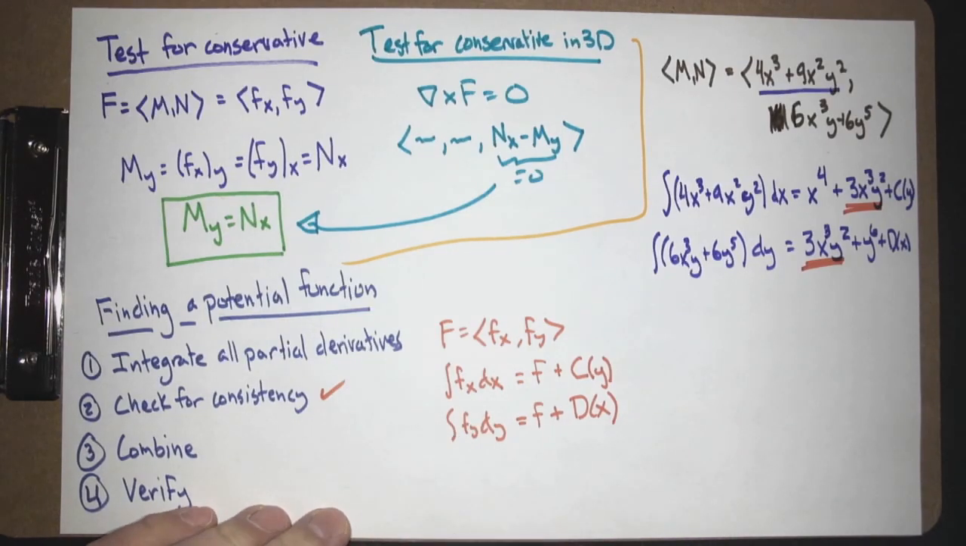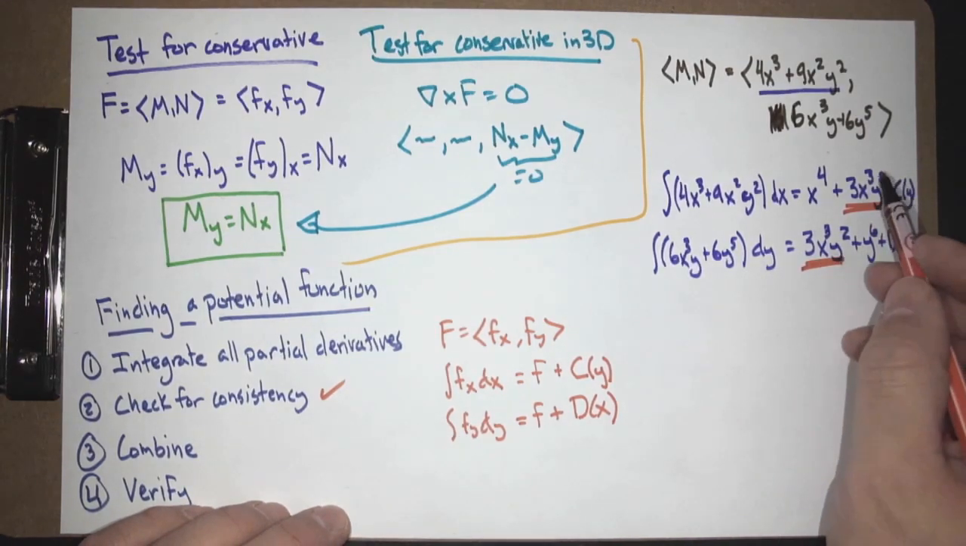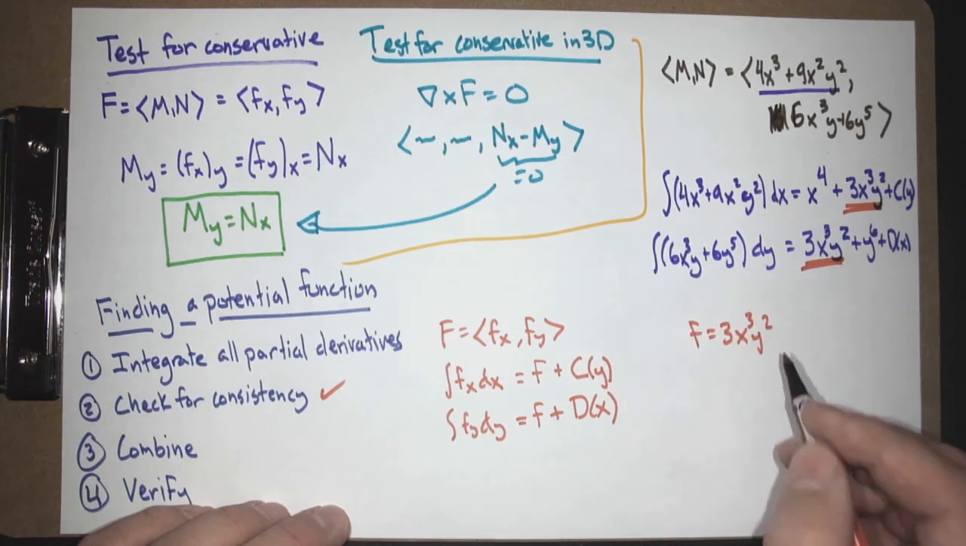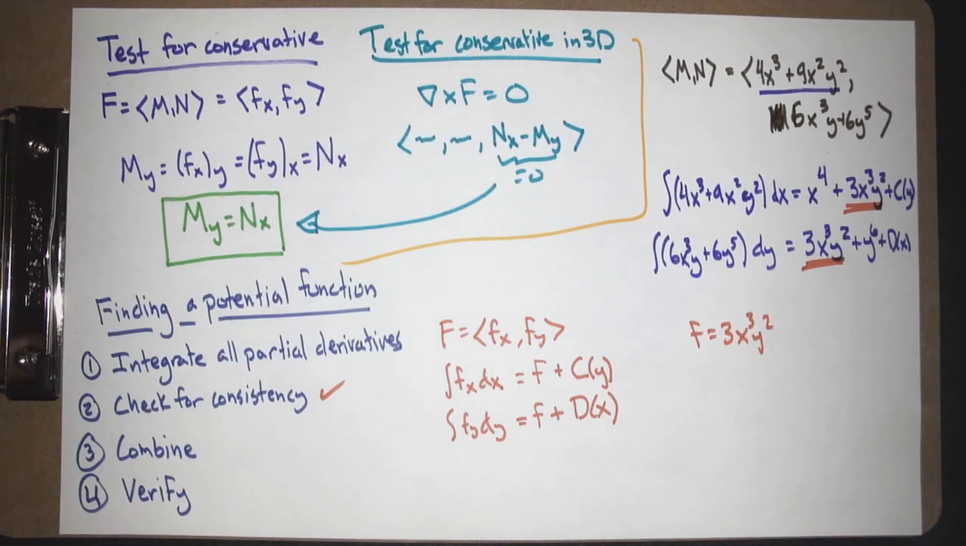So we have to combine. We write down the overlap, 3x cubed y squared. Then we say, now we need stuff which only has x. Where will we find that?